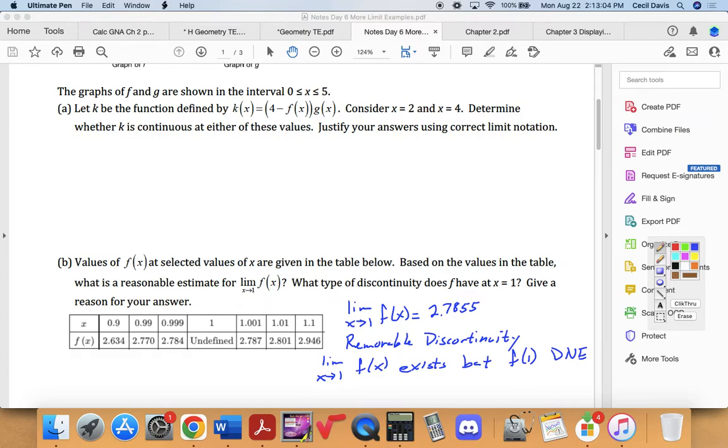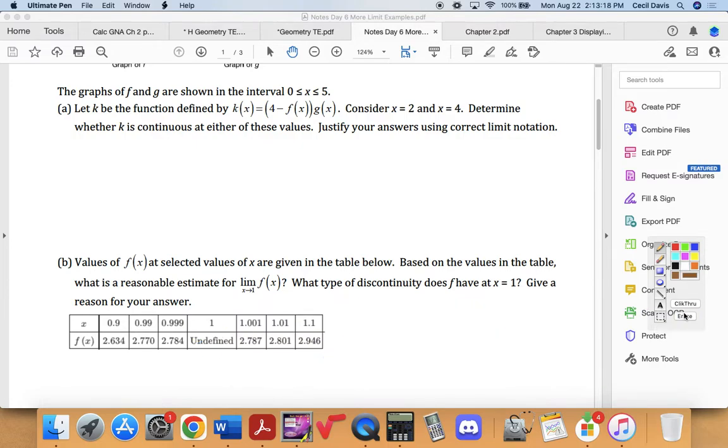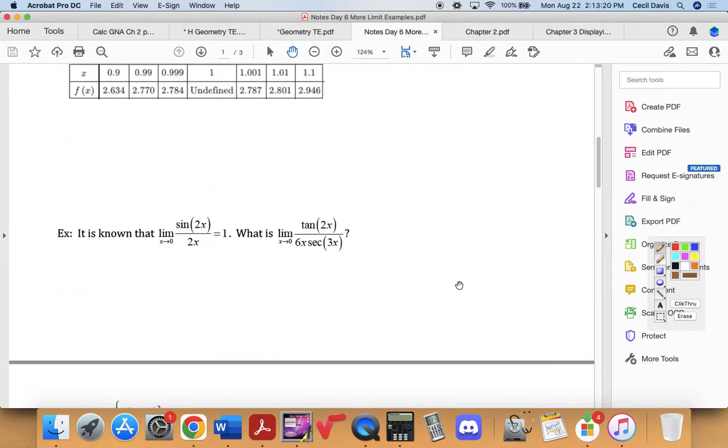The other way you could have a removable discontinuity would be if instead of this being undefined, this was like 12. So instead of being where you want it to be, it's somewhere way up higher. That's also a removable discontinuity. Okay, moving on.